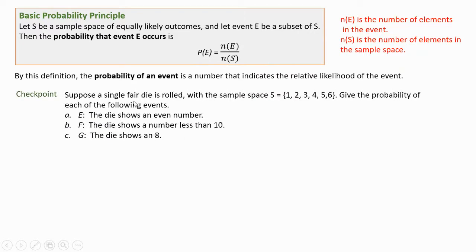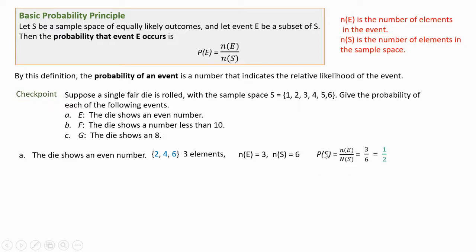Checkpoint. Suppose a single fair die is rolled with a sample space 1, 2, 3, 4, 5, 6, right? Give the probability of each of the given events. So for A, the die shows an even number. So this is the probability of the event, right? So it's going to be 3 elements, right? And what's my sample space? It's 6. So the probability of the event will be 3 over 6, which is equal to 1/2.